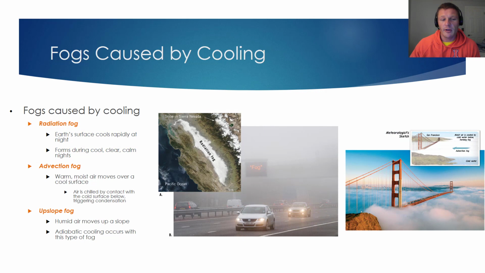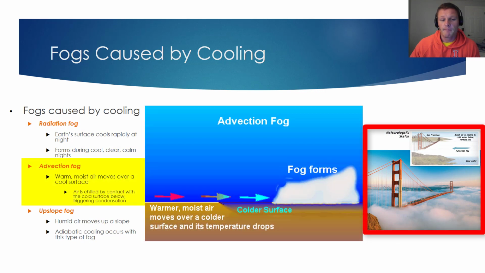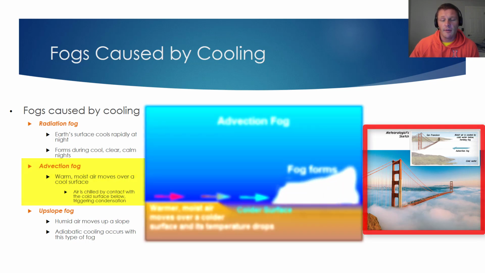The second type of fog caused by cooling is what's known as advection fog. And advection fog occurs when warm, moist air moves over a cool surface. Shown in the picture at the far right is advection fog, which commonly occurs in San Francisco. And what essentially happens is that warm, moist air will be chilled by contact with the surface below. And that surface very often is cold water. Well, when that warm air that contains a lot of water vapor gets chilled, it can reach the dew point temperature and condensation can occur.